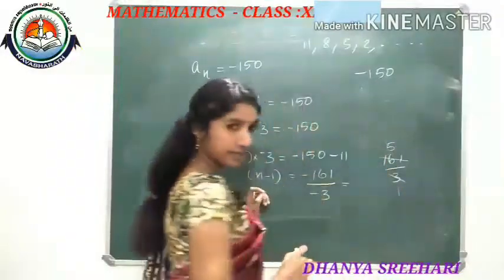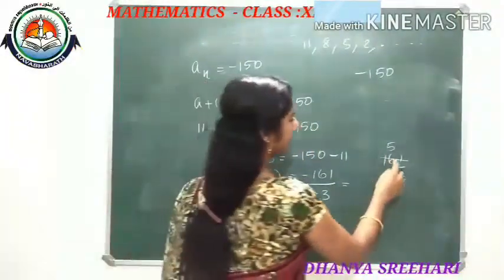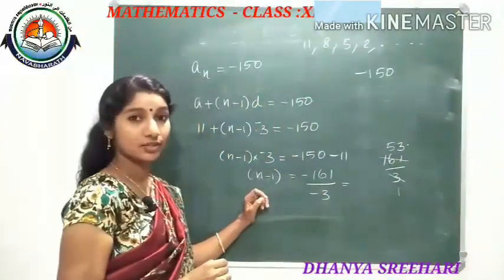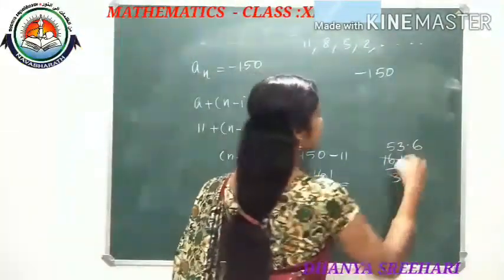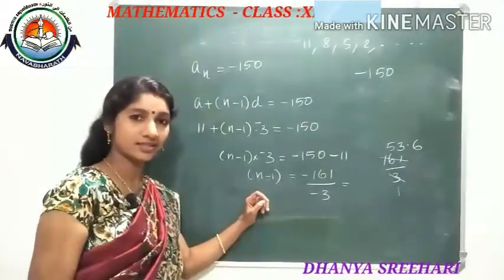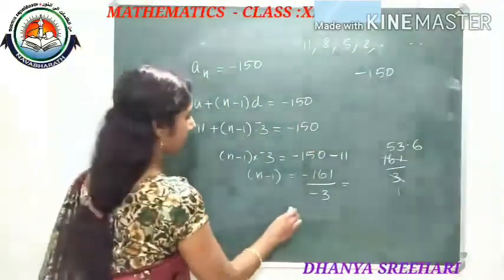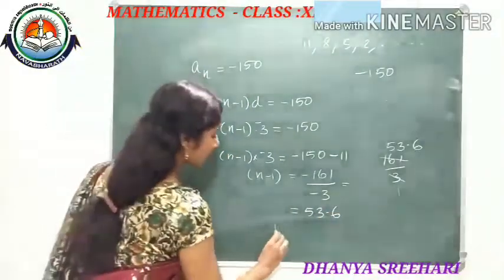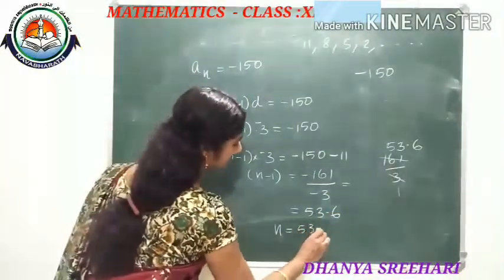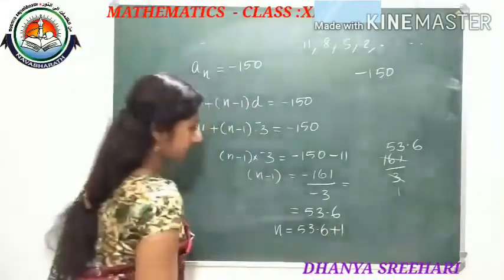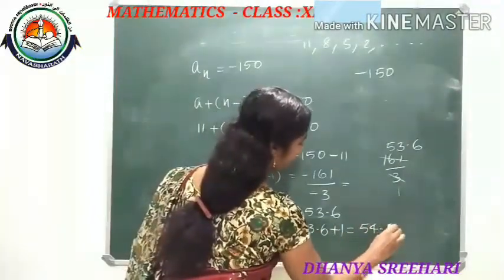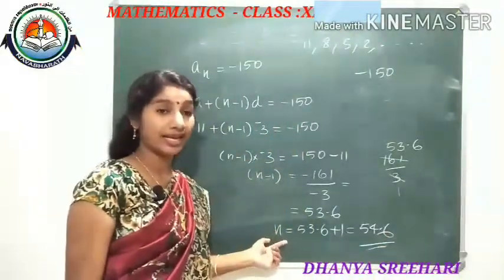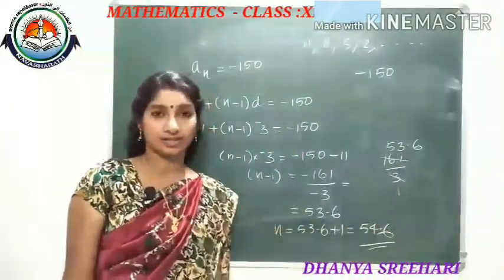5 threes are 15, balance 1. In 11, 3 threes are 9, balance 2. In 20, 6 threes are 18, balance 2. Like this it is going. So we are getting 53.6. So n is equal to 53.6 plus 1, that means 54.6. So the value of n is 54.6.